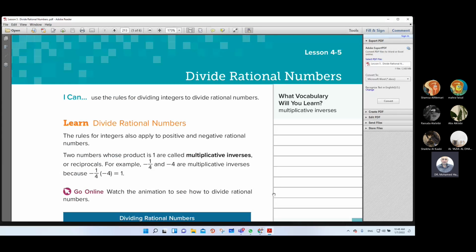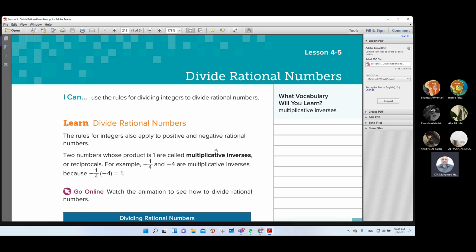Math grade 7. We are in module 4. Today we have lesson 5: divide rational numbers. So in this lesson, we want to use the rules for dividing integers to divide rational numbers.